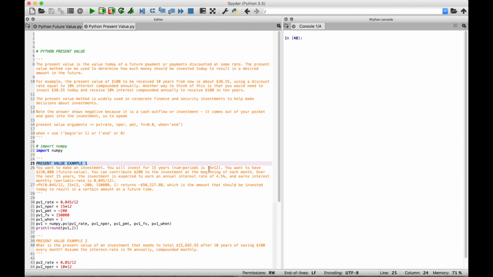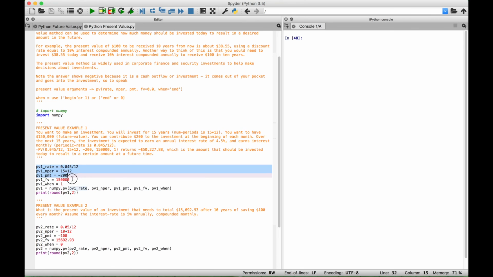You want to have $150,000 at the end of the investment. That's the future value. You can contribute $200 to the investment at the beginning of each month. Over the next 15 years, the investment is expected to earn an annual interest rate of 4.5% and earns interest on a monthly basis. That's important to know, and that will determine how we put in our interest rate and our number of periods.